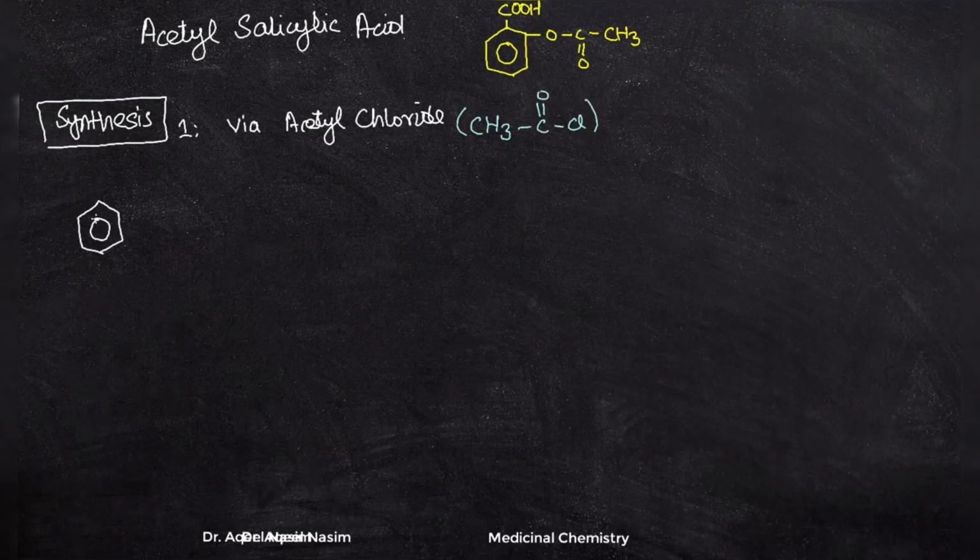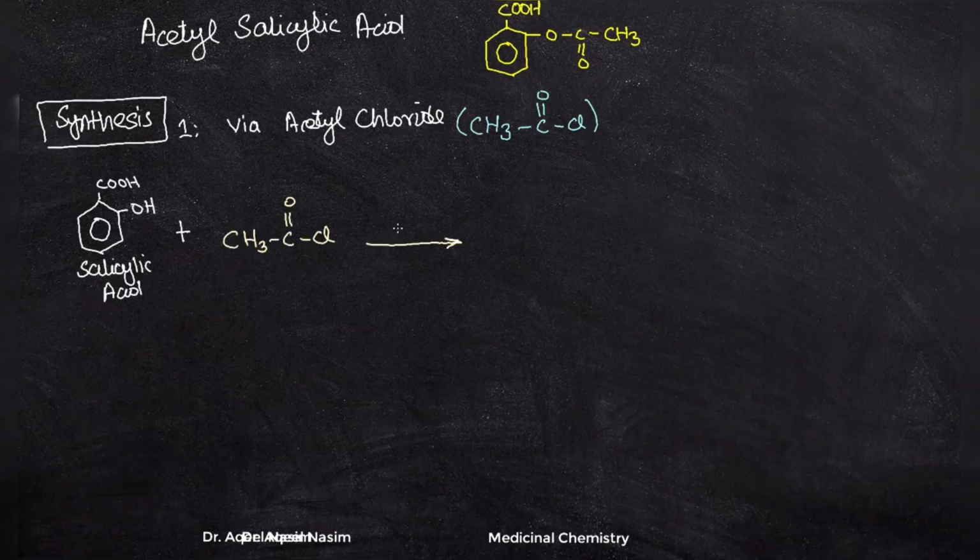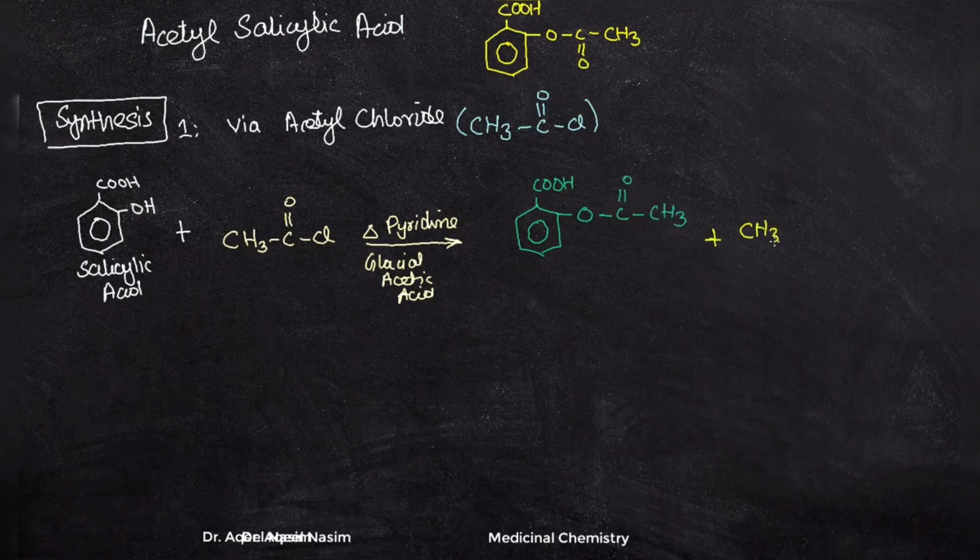The starting point for the synthesis of acetyl salicylic acid is salicylic acid along with CH3C double bond OCl, that is acetyl chloride, in the presence of pyridine and glacial acetic acid. It will form benzene along with the carboxylic group and OC double bond of CH3. So this is the acetyl salicylic acid, along with the liberation of HCl. This is the first pathway for synthesis of acetyl salicylic acid.